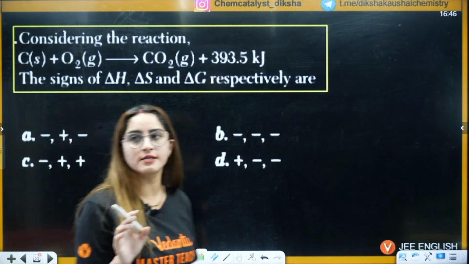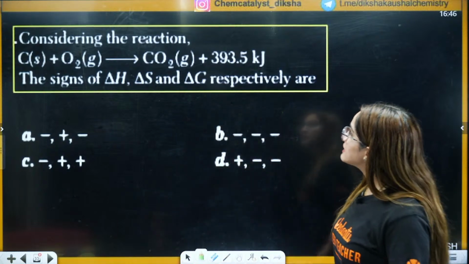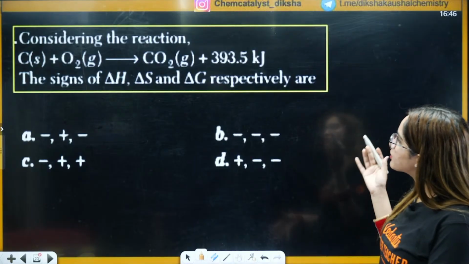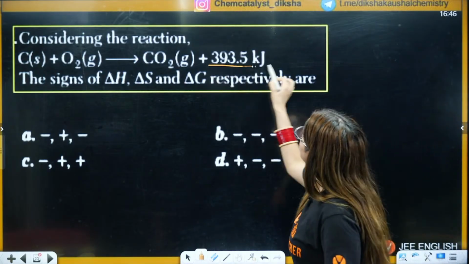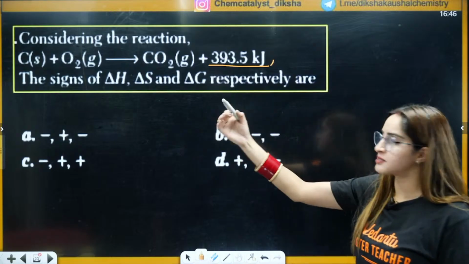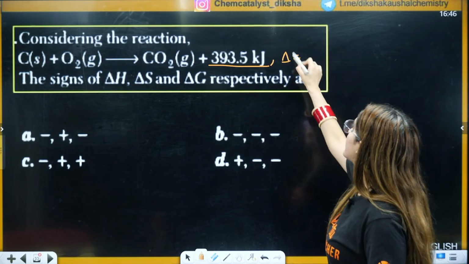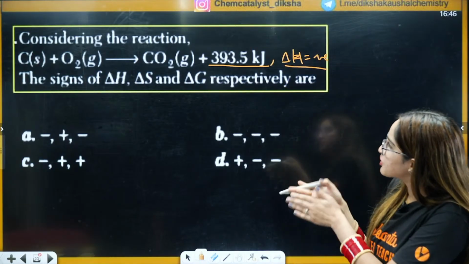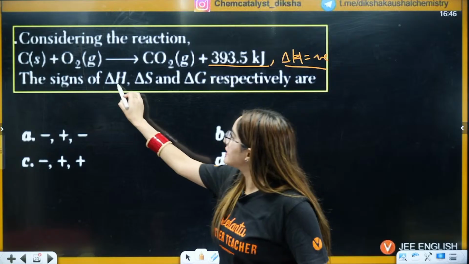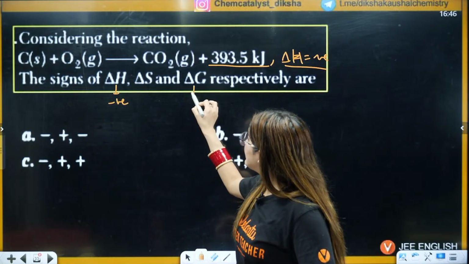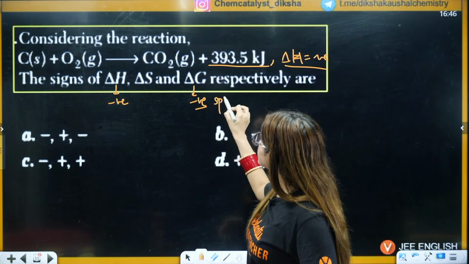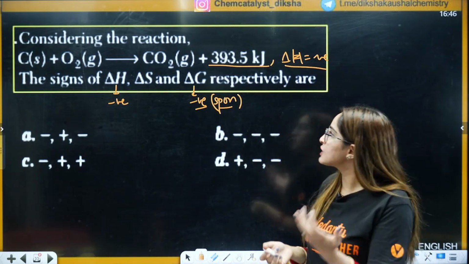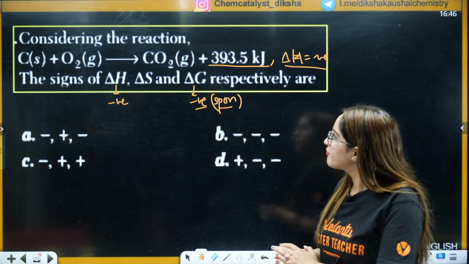Next question is regarding considering the reaction. So this reaction is given to you, C plus O2 gives rise to CO2 plus energy. This means energy is released here. Whenever energy is released, delta H is negative. And we know that this is a combustion reaction. In combustion reaction, delta H is negative. Delta G is also negative because it's a spontaneous process. Combustion is a spontaneous process.